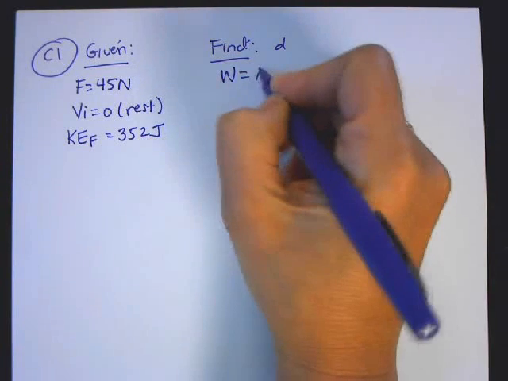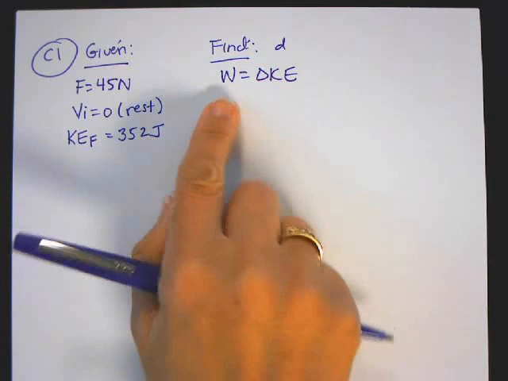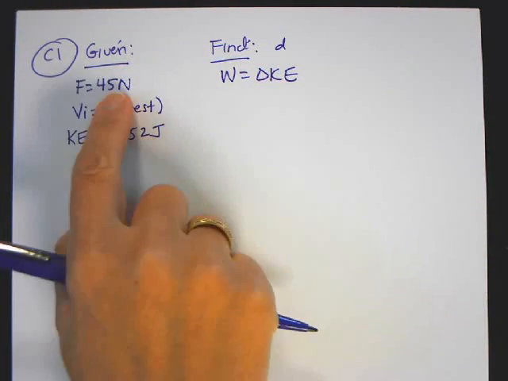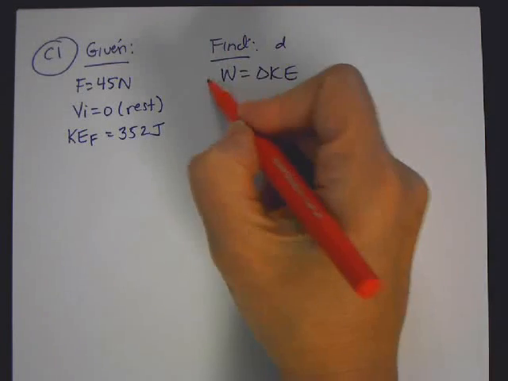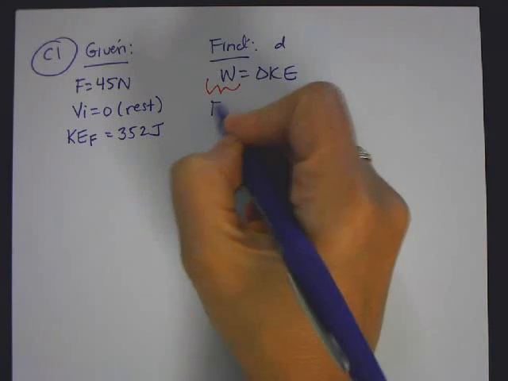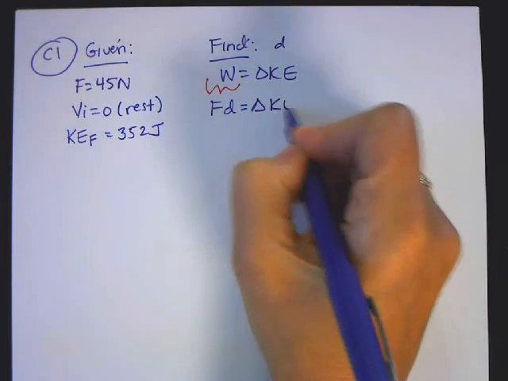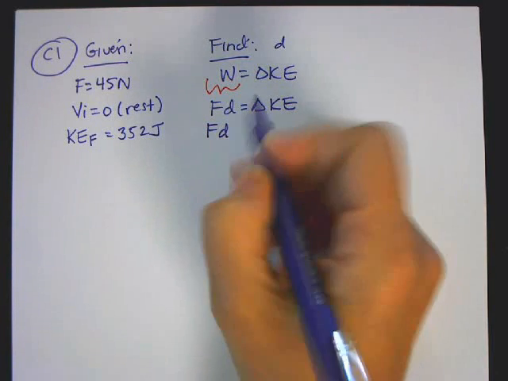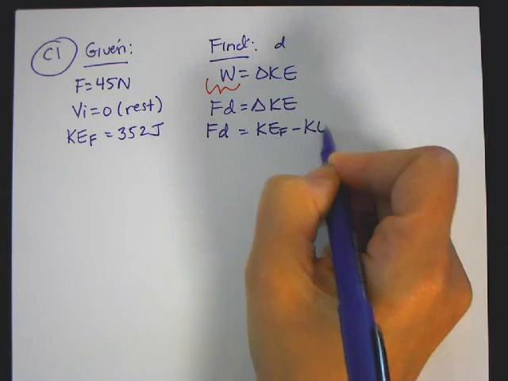So work is equal to the change in kinetic energy. Now you might look at that and say, I don't get it. I have F and I have D. Well, that's with what we learned yesterday. Yesterday we learned that work is equal to FD. So FD is equal to the change in kinetic energy. So FD would be equal to KEF minus KEI.